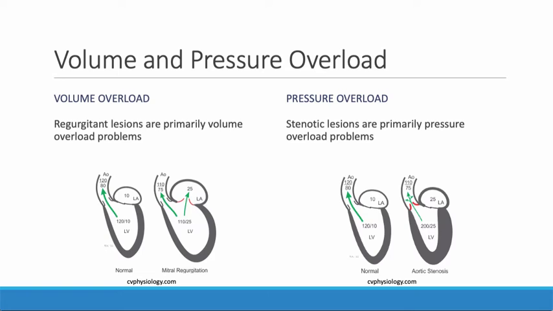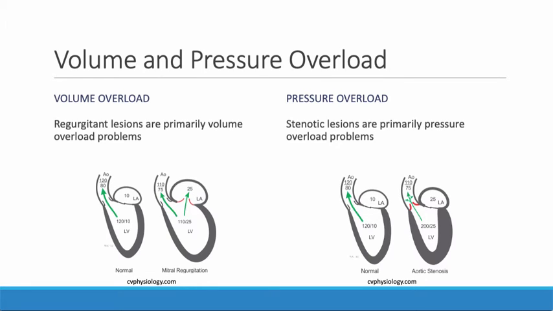So volume overload problems come from regurgitant lesions. In this case, mitral regurgitation is shown here, where you have the pressure in the ventricle of 110 millimeters of mercury pushing blood out into the aorta where the diastolic pressure is 75. But there's also this leaky valve that's allowing the pressure from 110 to go out through the 25 millimeter of mercury door rather than the 75 millimeter mercury door, right?